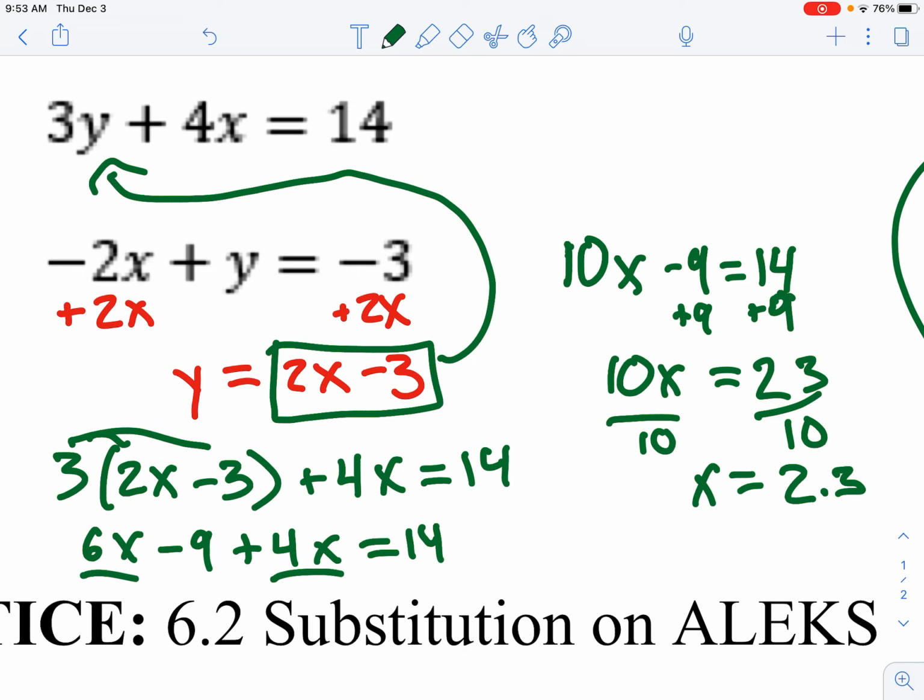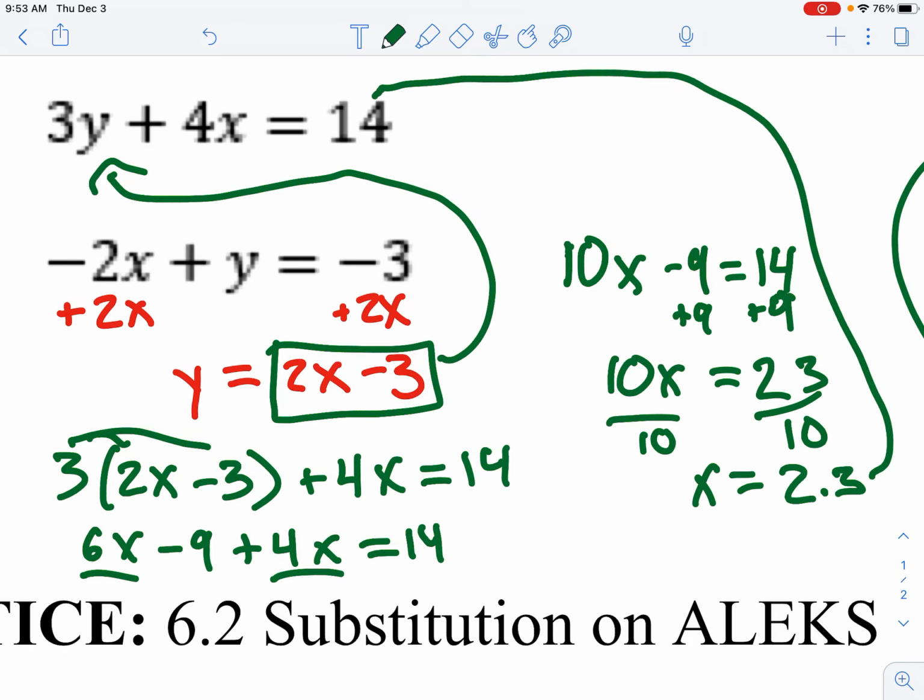That was kind of intentional that we would get a decimal, because that wouldn't work on a graphing situation. That's why we're learning substitution, a different method, because now we can end up getting decimals, whereas with graphs you wouldn't be able to see that it was exactly at 2.3 for the x.